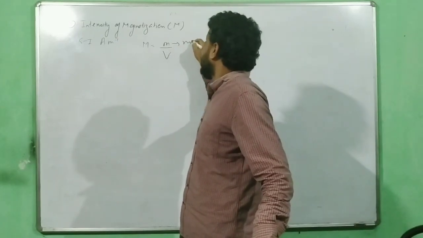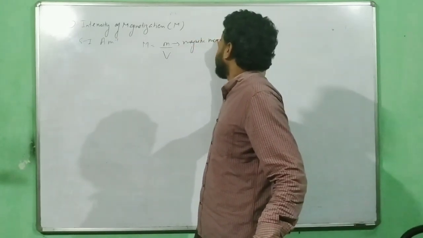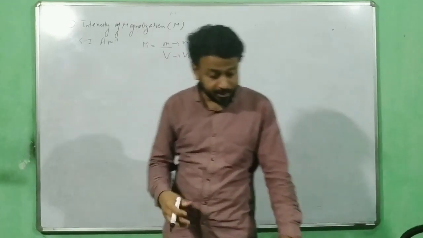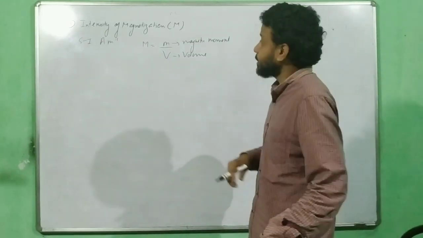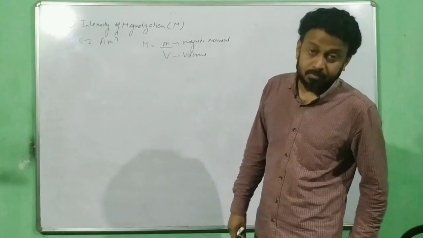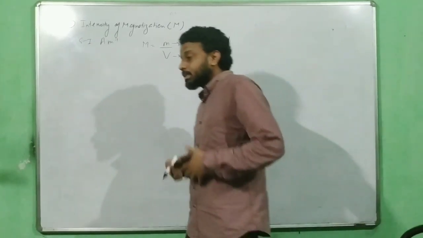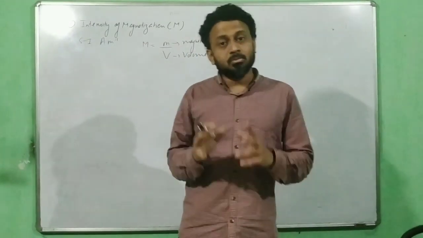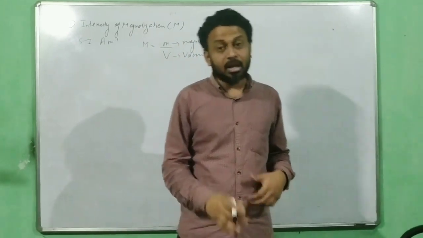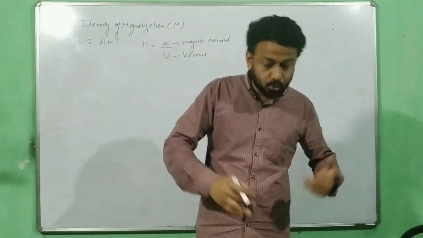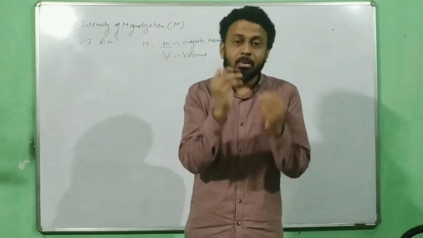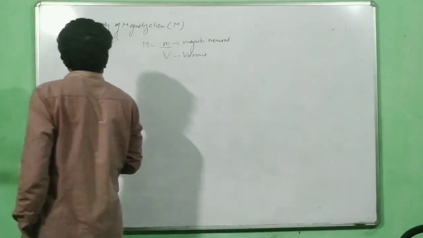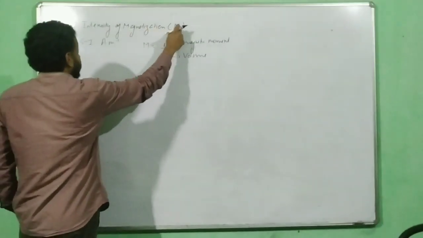What is M? M is magnetic moment and V is volume. So what does it measure? Intensity of magnetization. It goes like this. It is defined as the magnetic moment per unit volume of the magnetic substance. That means how many magnetic moments do I have per unit volume? It means the more I have, the better the material is as a magnetic substance. The fewer I have, the less good it is as a magnetic substance. Okay. So in a given volume, how many magnetic moments do I have? That is the first thing we need to know. That is called intensity of magnetization, M.